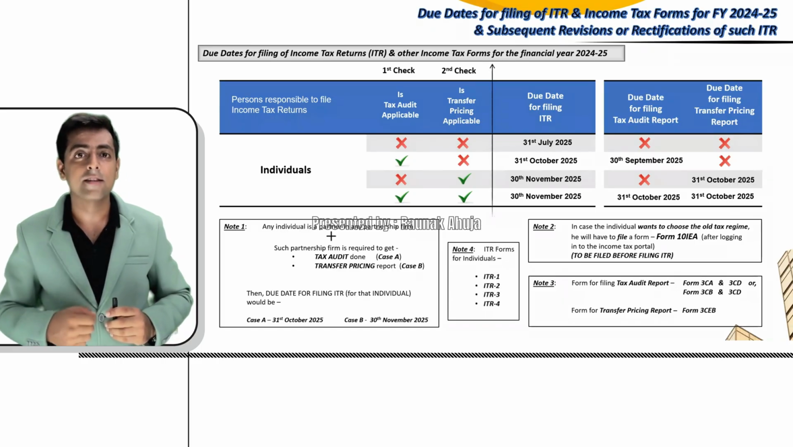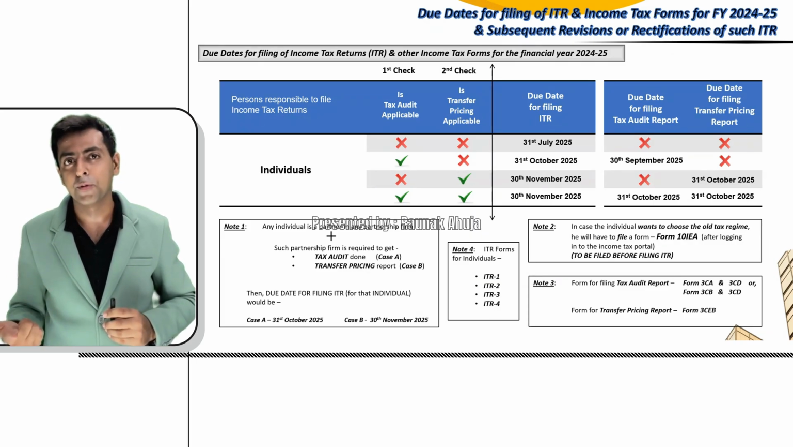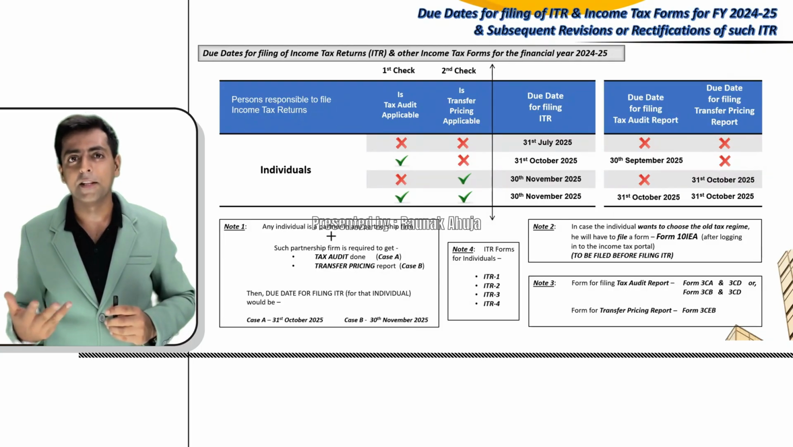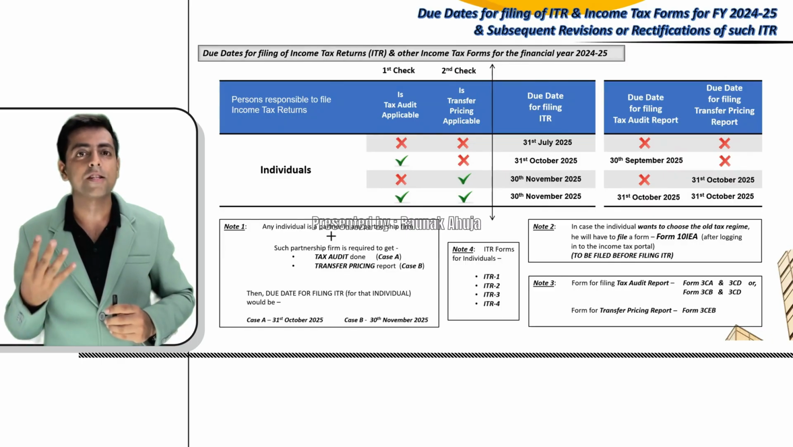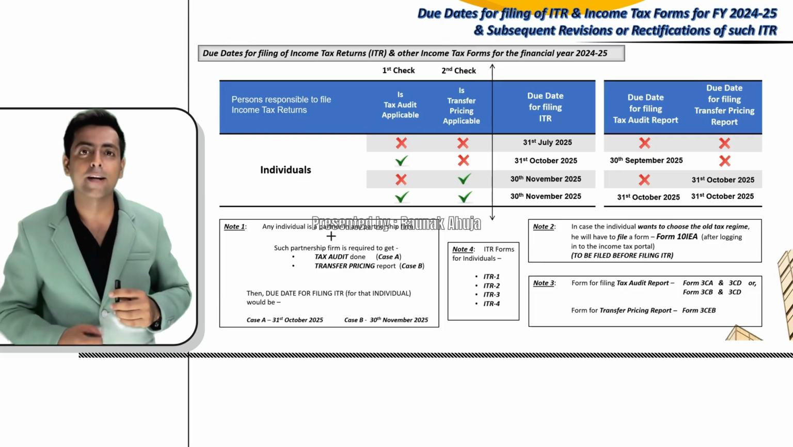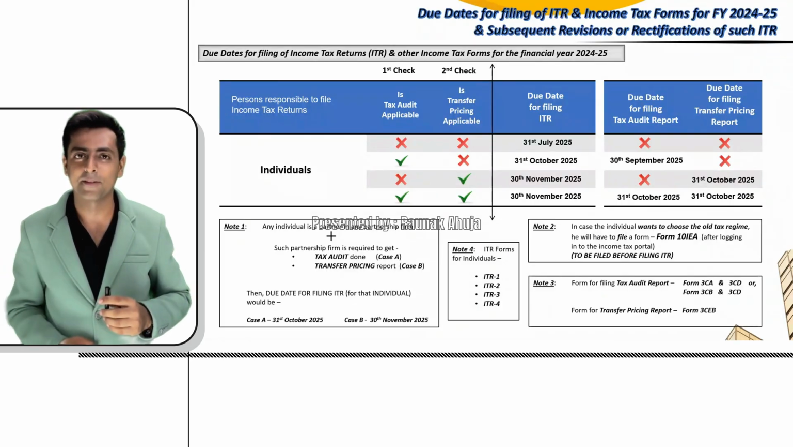Last but not the least, the ITR that is applicable in case of individuals would be ITR 1, ITR 2, ITR 3 or ITR 4. The individual can choose in between of these 4 ITRs. Remember, which ITR is to be chosen from out of the above 4 ITRs depends upon the nature of the income that you have earned during the financial year 24-25.